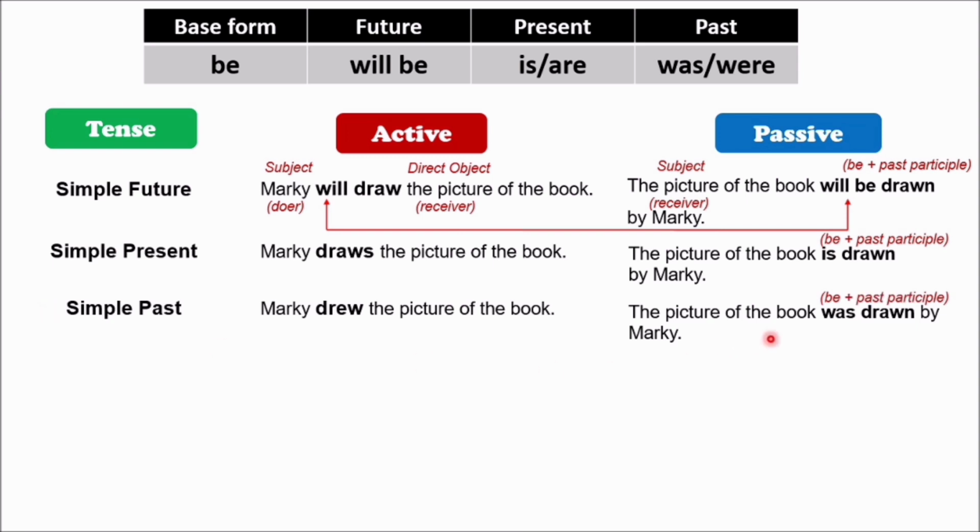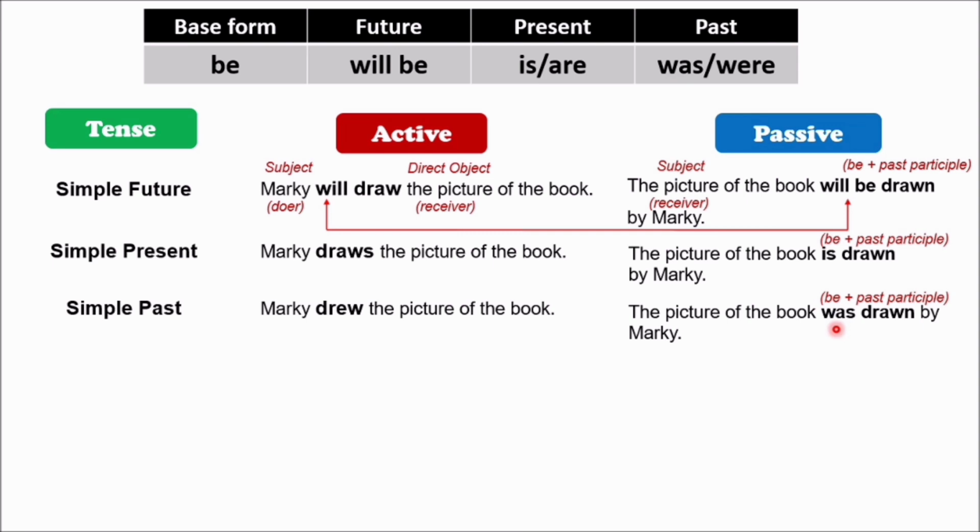But why did we use the word was in this sentence? It is because in active voice, we have the word drew, which is in simple past tense. Again, what is the past tense of the verb be? It's either was or were. We have the picture as the subject, which is singular, therefore we use was.